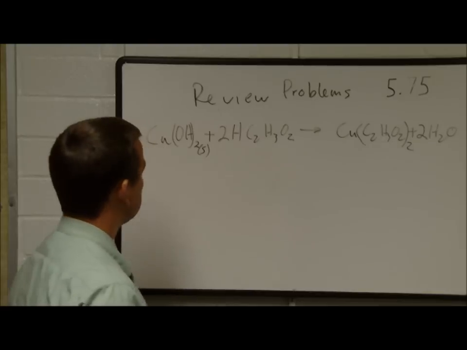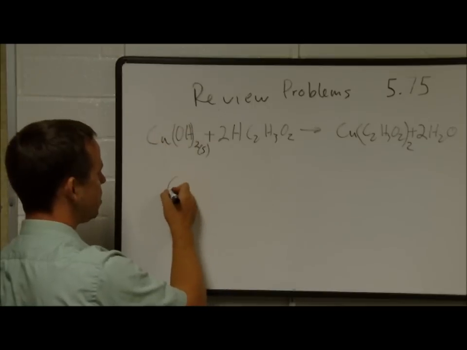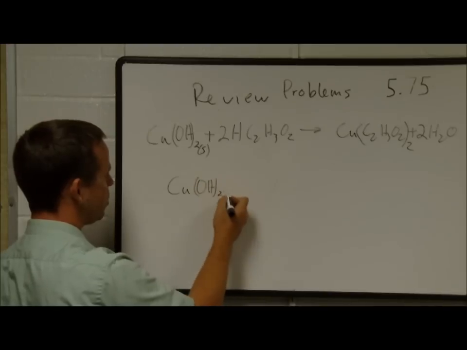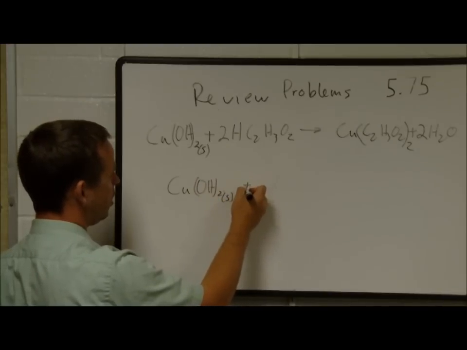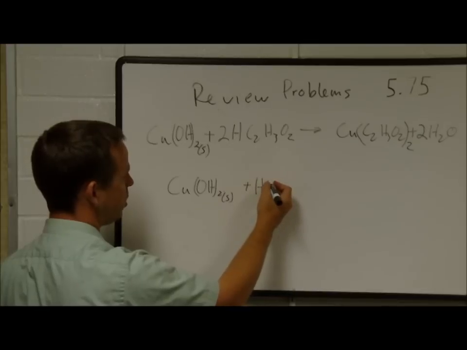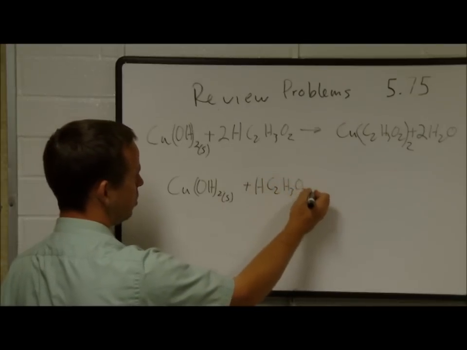Okay, so that's balanced. So now we do our ionic equation. Copper hydroxide is a solid. CuOH is not going to ionize in water. This chemical here is a weak acid, therefore it's not going to ionize in water either. C2H3O2.